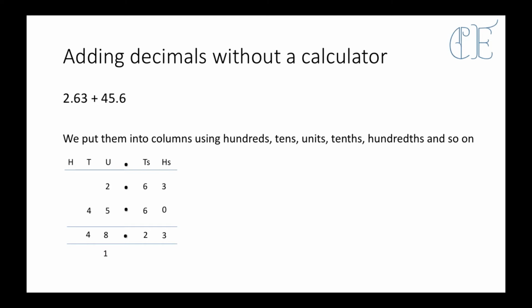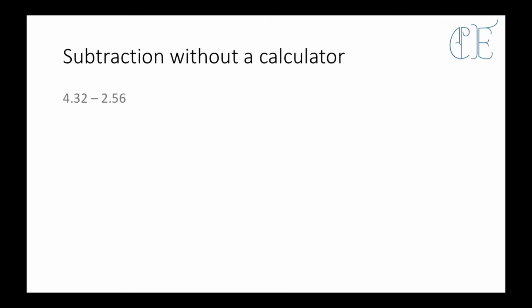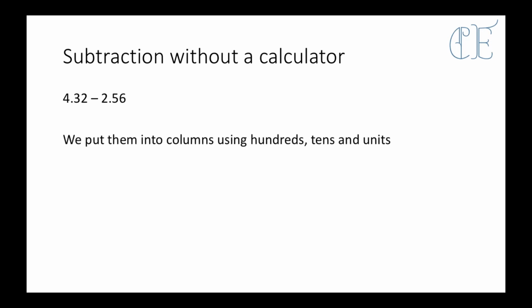Okay, right, let's have a look at doing the same kind of thing, but with a subtraction question. So we have 4.32 minus 2.56. So again, we're going to put them in the columns, and we're going to keep our decimal points in exactly the same place. 4.32. 2.56. Okay, nice question actually. Now be careful, because when we're subtracting it gets a little bit difficult.